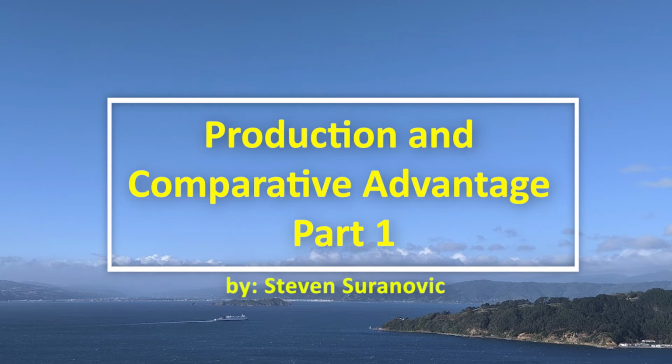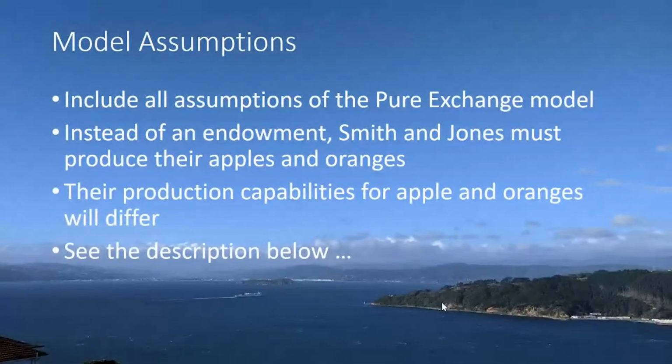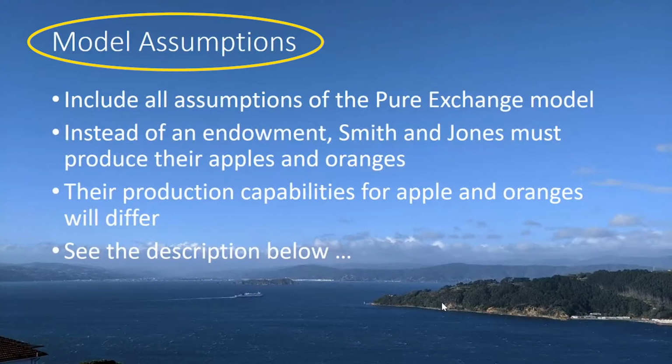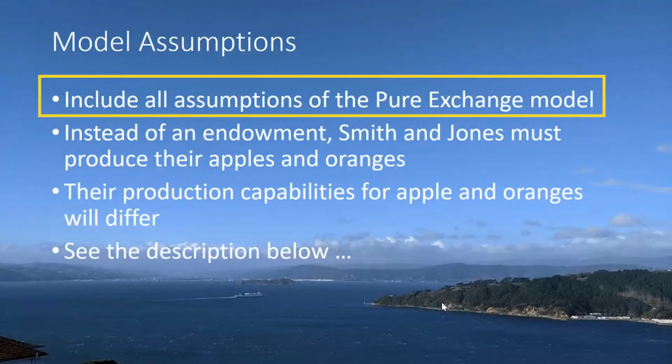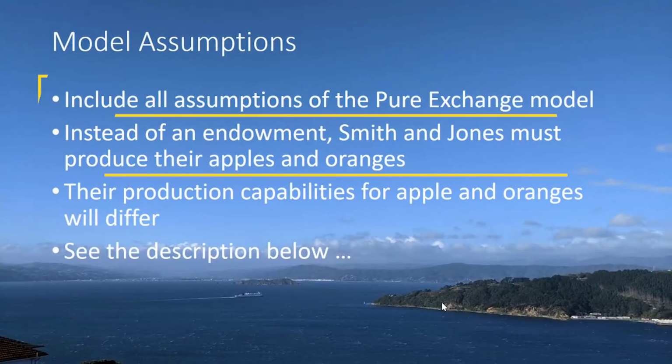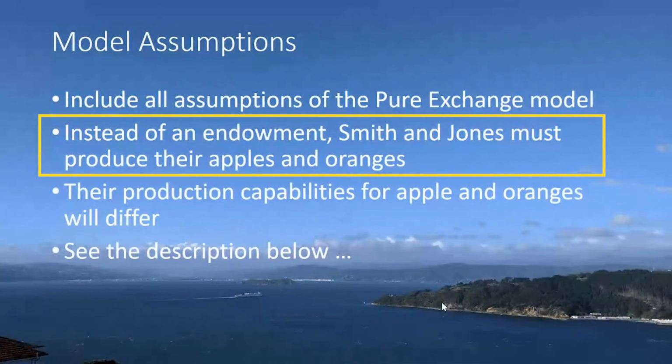Okay, so what we're going to do, and I'll try to do this with pretty much every model that I present in this class, is start out with a set of assumptions. So first of all, we're going to begin with the pure exchange model assumptions. We're going to imagine again that there's Smith and Jones, two people, and they have two goods that they can now produce and trade with. They're going to be apples and oranges.